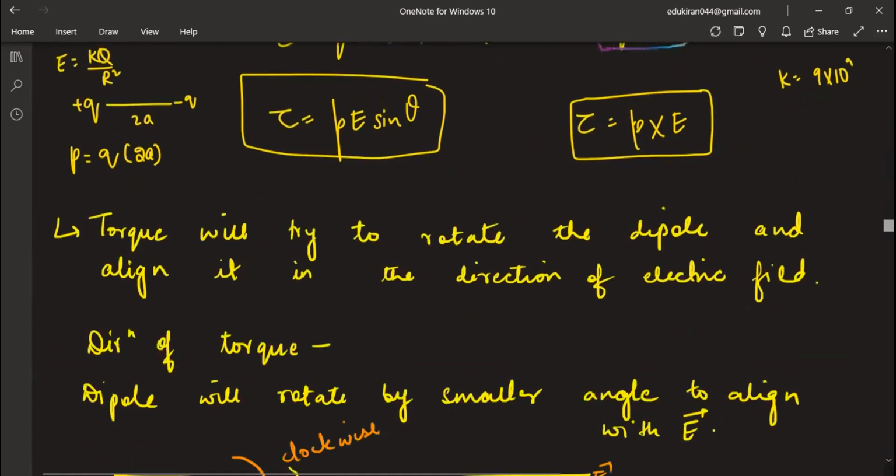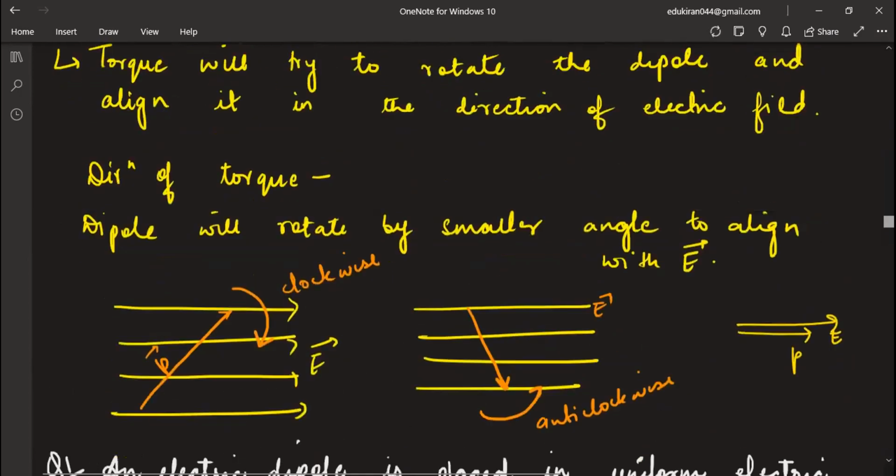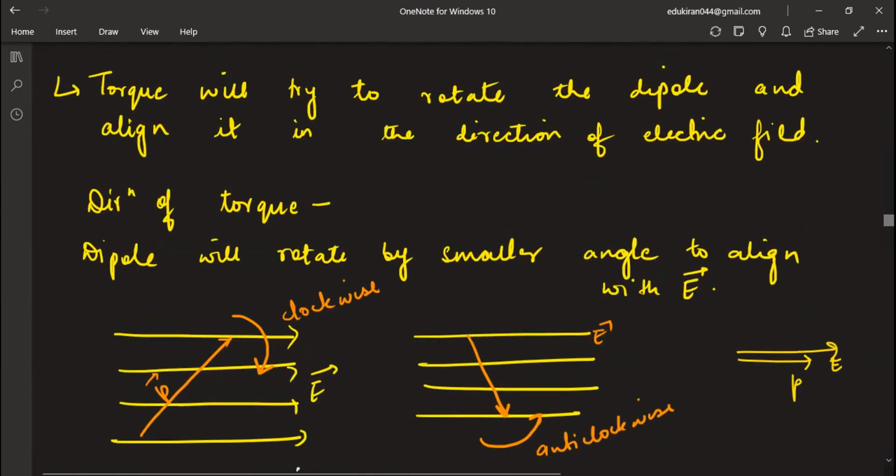So the rest of the portion we did. Yes, one more thing: the work of this torque and the direction of this torque. The direction of this torque is basically to align the dipole parallel to the electric field. In whichever direction your dipole is, making whichever angle with the electric field, the dipole tries to align itself with the electric field.